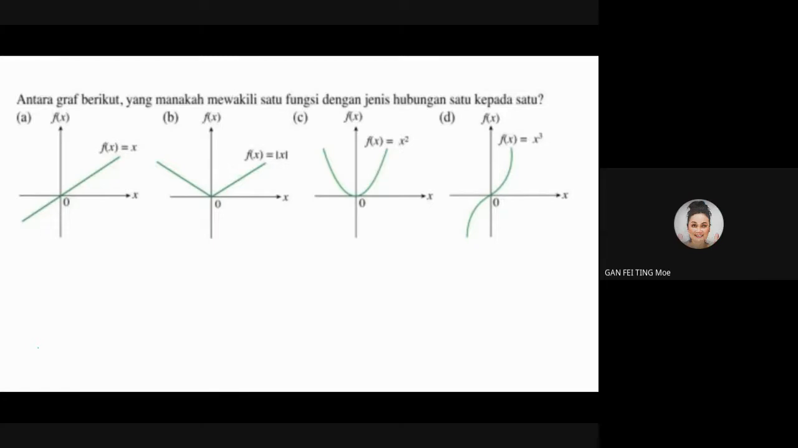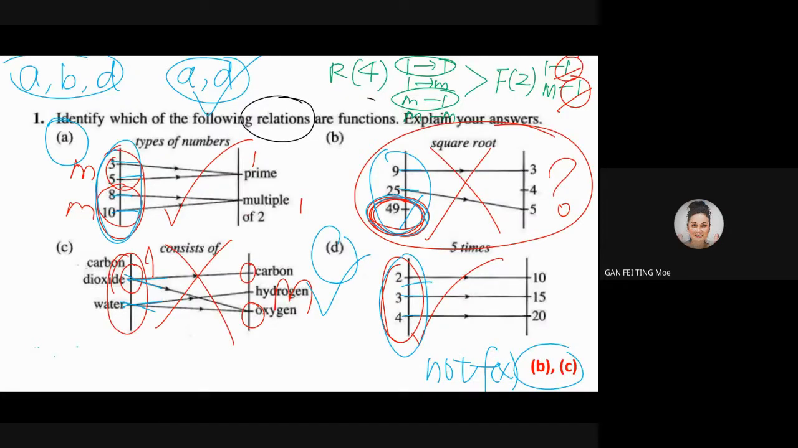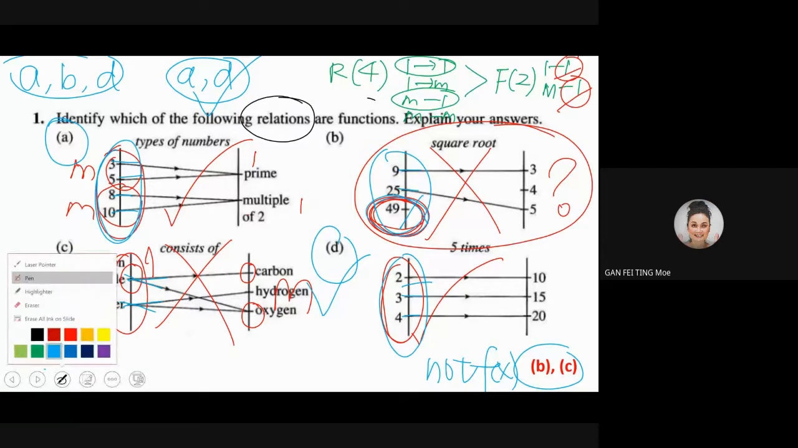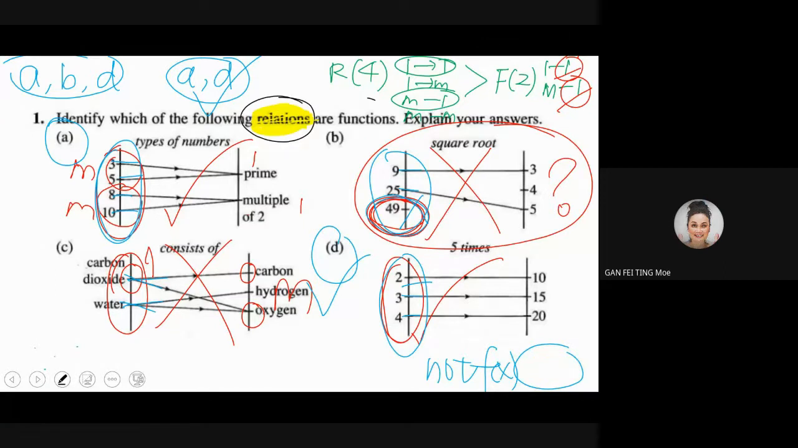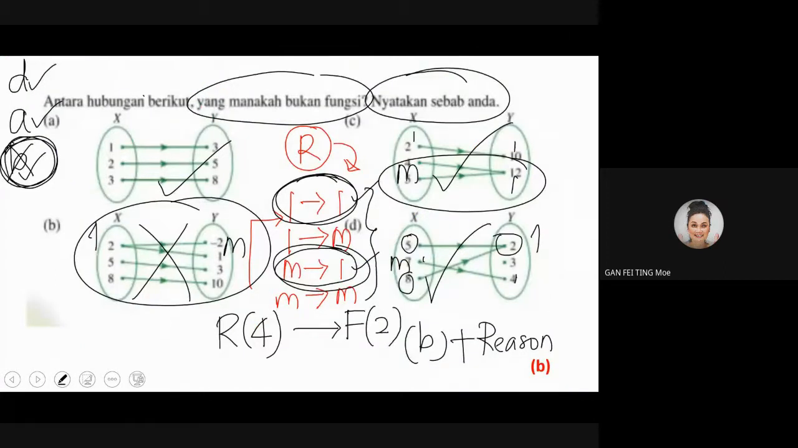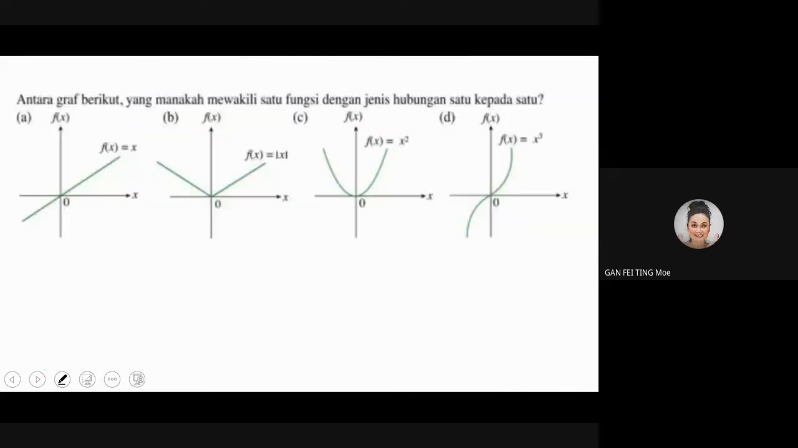Because just now for the two questions here, you do see the word relation. I want to use the highlighter. You do see the word relation here, and for the earlier question, you also see the relation here. So this is the first part, the relation to the function. But for this question, yang diberi memang sudah merupakan fungsi. These four graphs, they are functions.